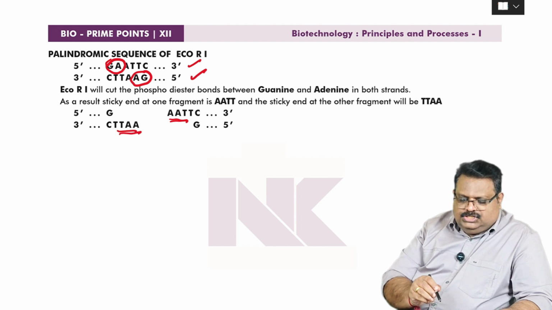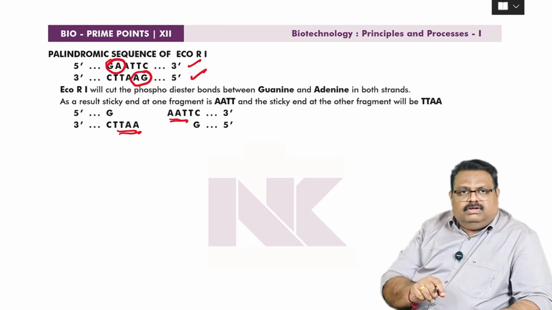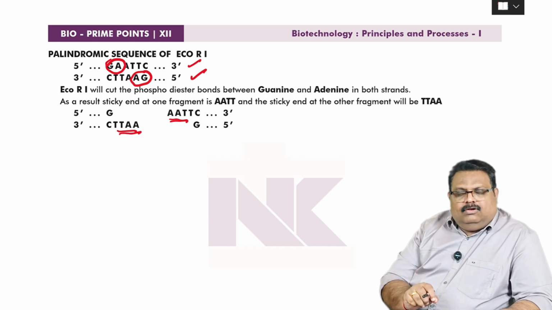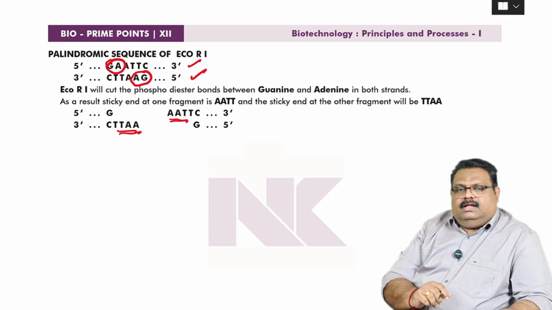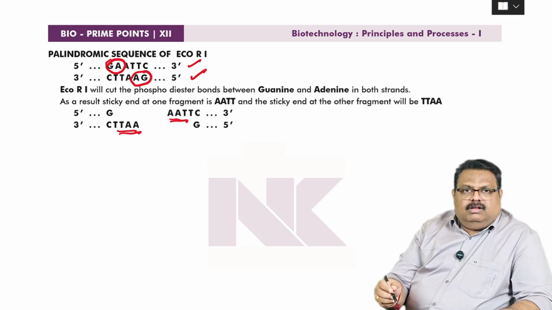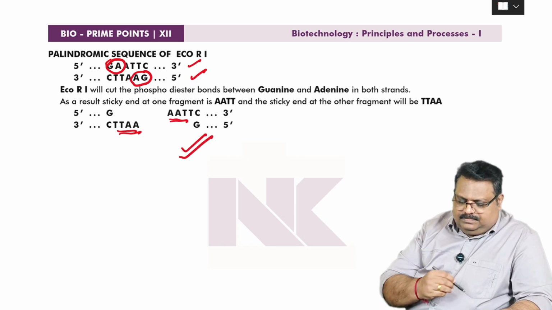Okay, so this is how the sticky ends are produced, and this is the nature of action of restriction endonucleases. It will cut the double-stranded DNA at the palindromic sequences in such a way that single-stranded extensions are produced at the cut end, and they are called what? Sticky ends, and the sticky ends will be complementary in nature.